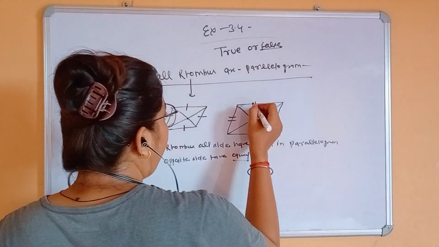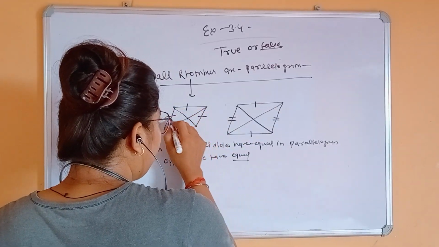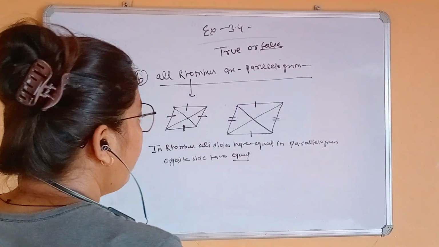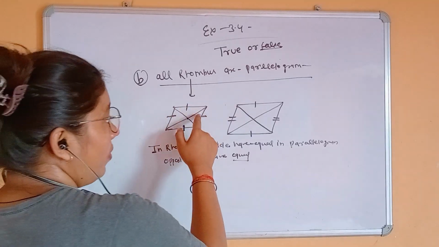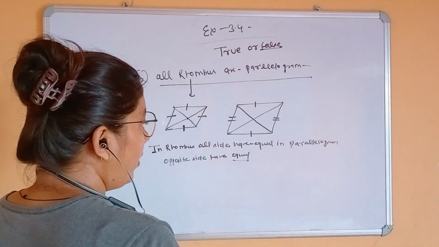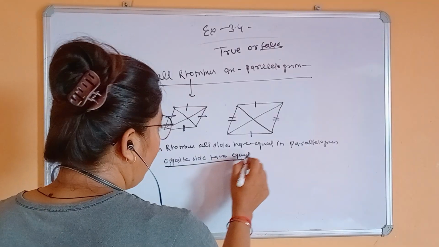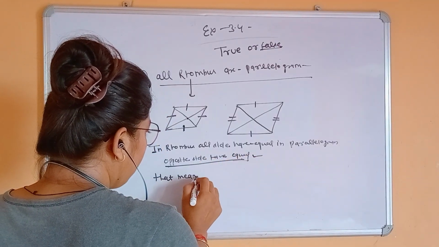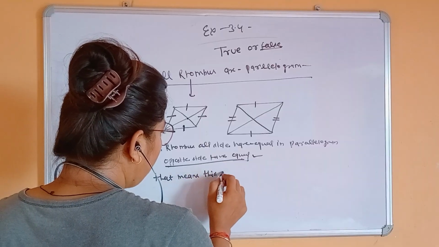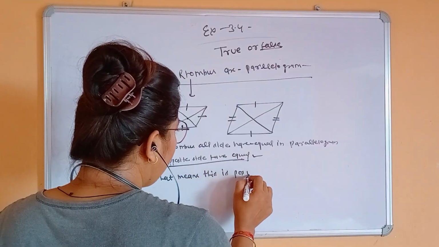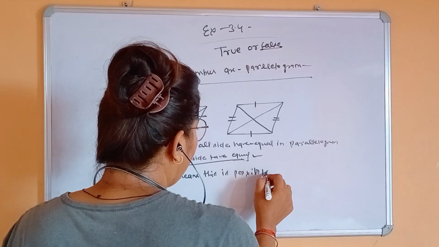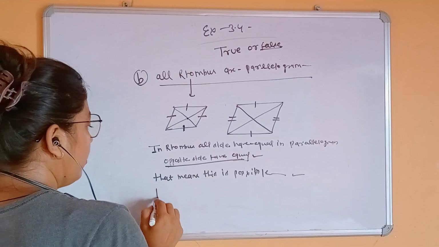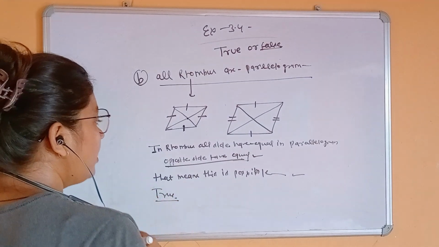Here you can understand this side is equal to this side. That is the property of a parallelogram. It doesn't matter if all sides are equal, the property is that opposite sides are equal. So that means this is possible: all rhombus are parallelogram. So here it is true. Do you understand the difference or not?